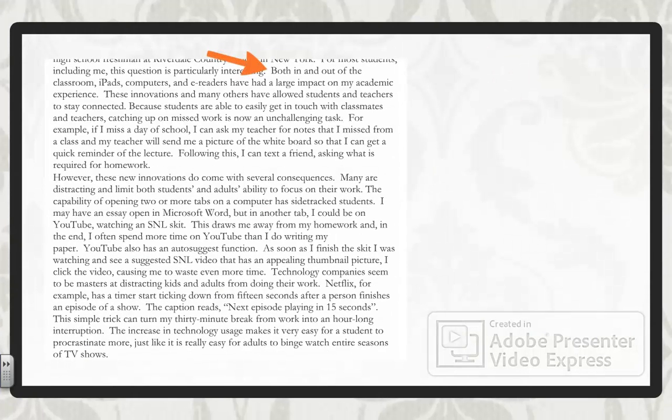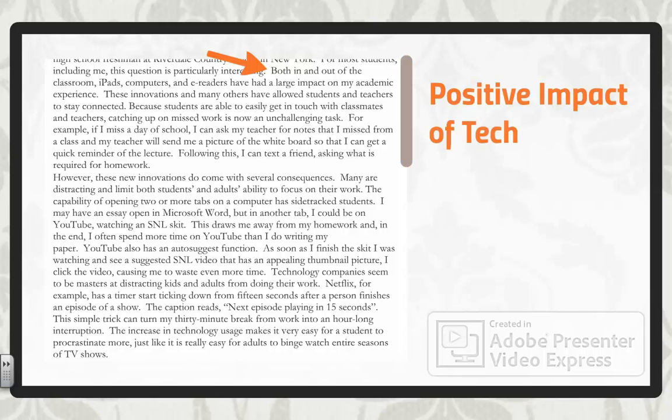In the next one, even though they didn't break the paragraph, both in and out of the classroom is what I consider the first body paragraph. And Gabriel goes on to just talk about the positive impact of tech. He can get his homework when he misses assignments. He can just take a picture of the whiteboard, things like that.